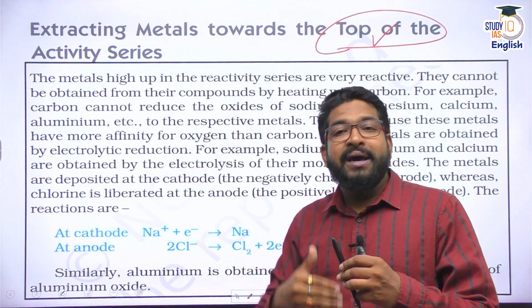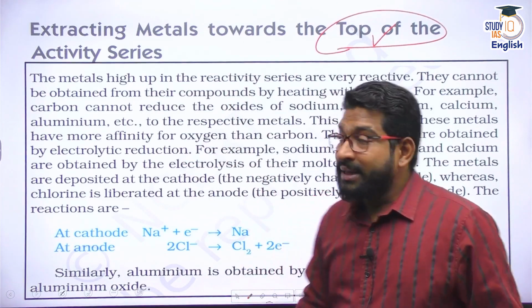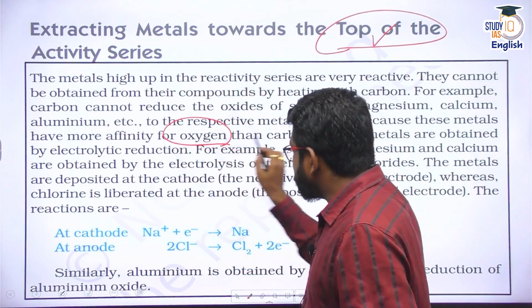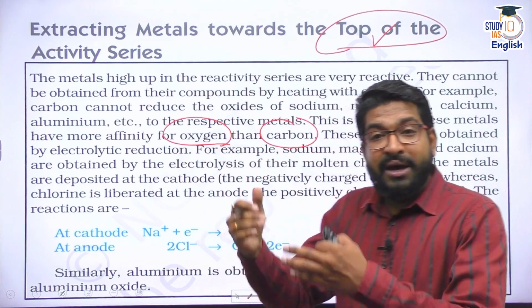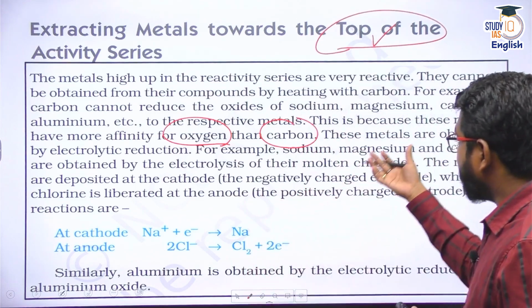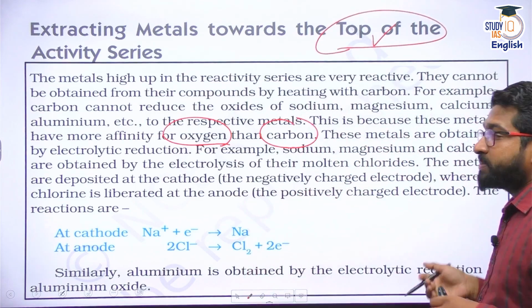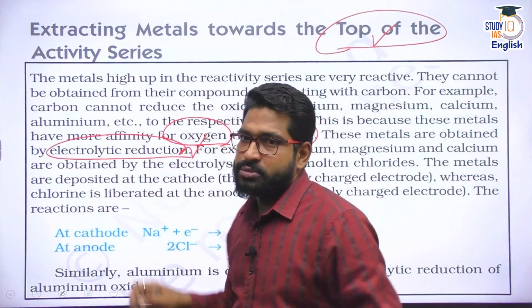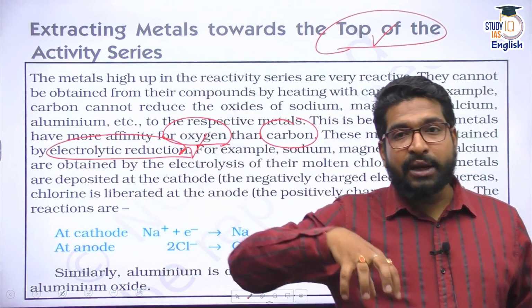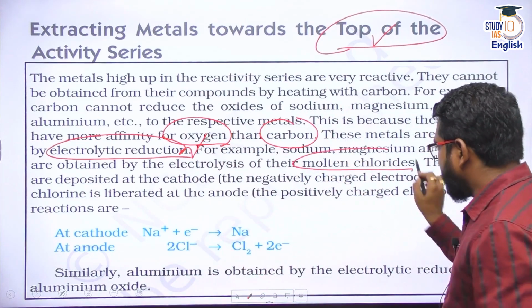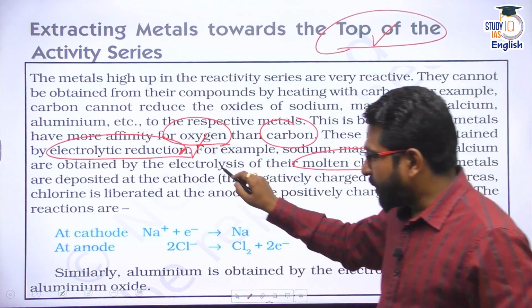See, if we go for reducing, what will happen? These metals, since they are very reactive, have more affinity towards oxygen than carbon. So I cannot reduce them. So how do I obtain these metals like sodium, magnesium, calcium? I subject them to electrolytic reduction. I take their ore, say chlorides, molten chlorides. I subject them to electrolysis.